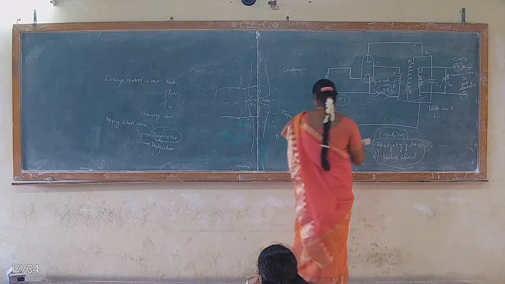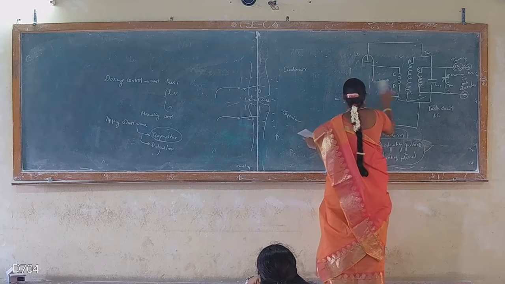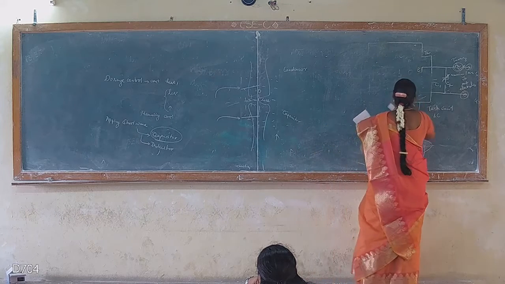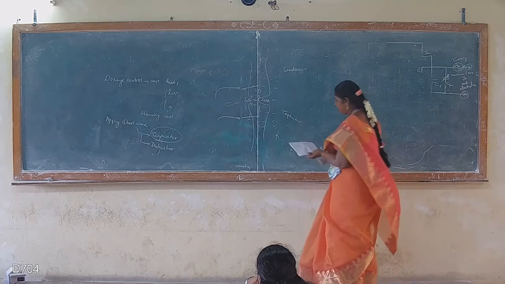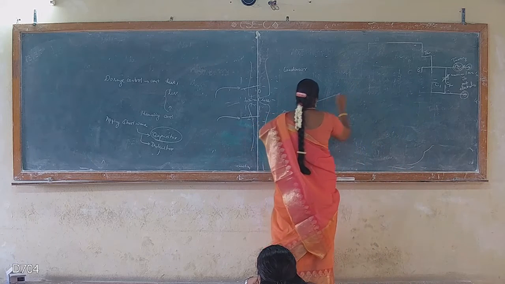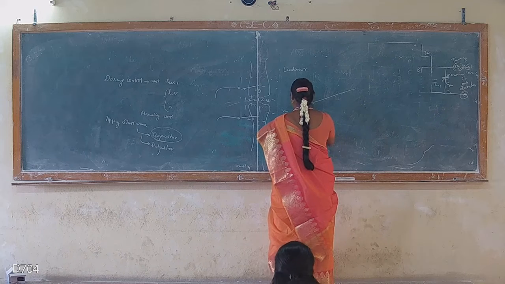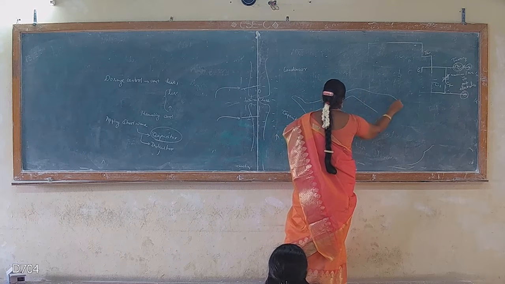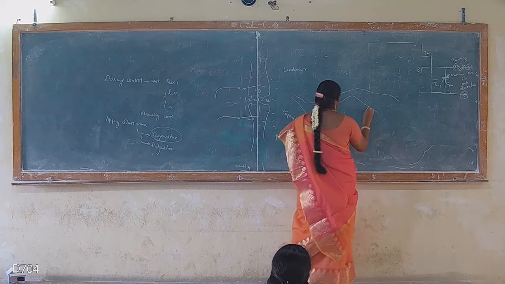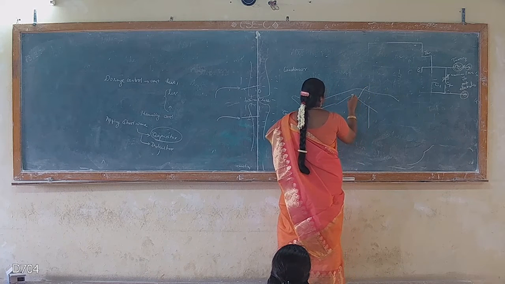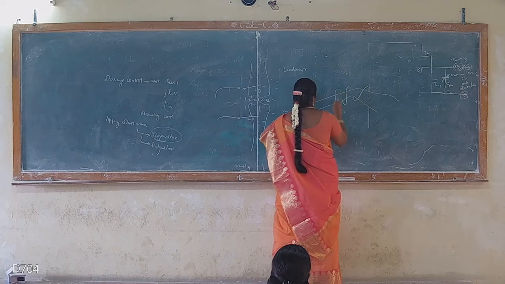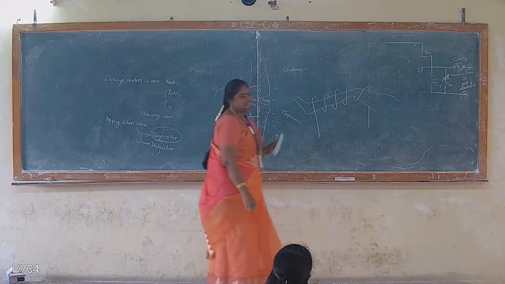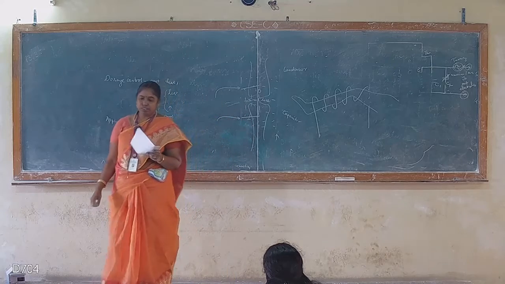The other method is called the inductance method. In the inductance method, the high frequency current is passed through a cable. Now what happened with the high frequency current? We are going to pass it through a cable which can be wrapped around the area which we want to treat.